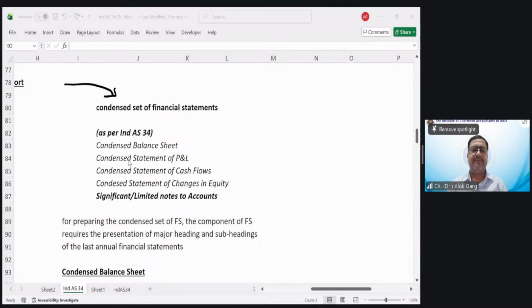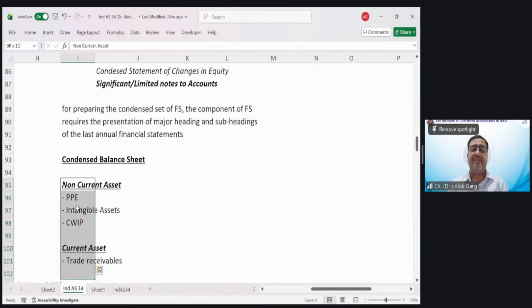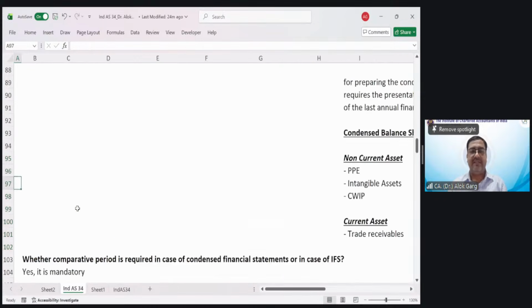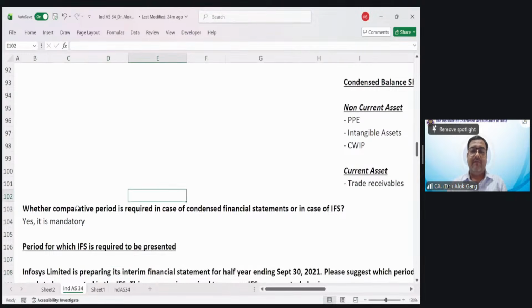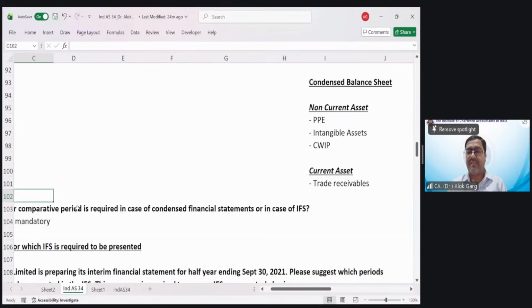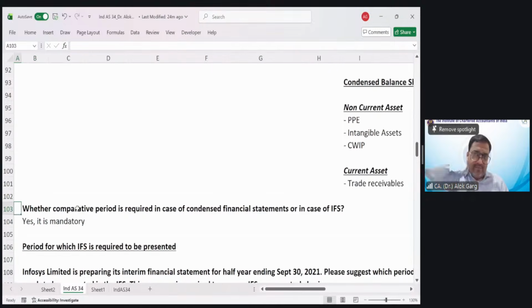You're right. So friends, standard says that when you are preparing the condensed balance sheet, you have to maintain the major heading and subheading just like your last annual financial statement. Clear? Now, whether comparative period is required in case of condensed financial statement or interim financial statement. It is one and the same thing. Yes, it is mandatory.